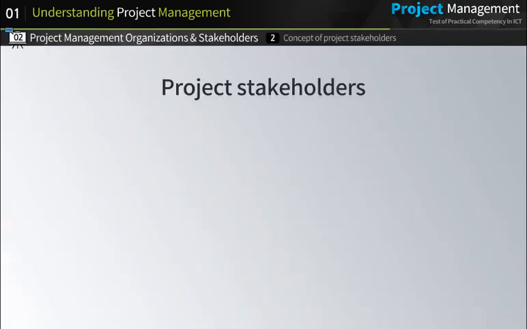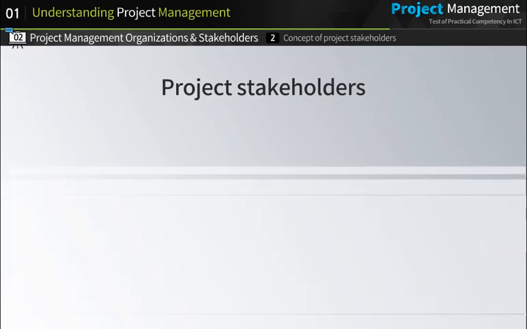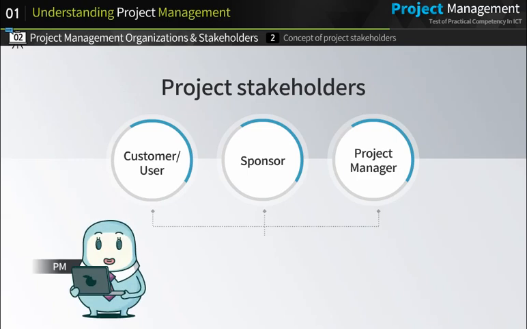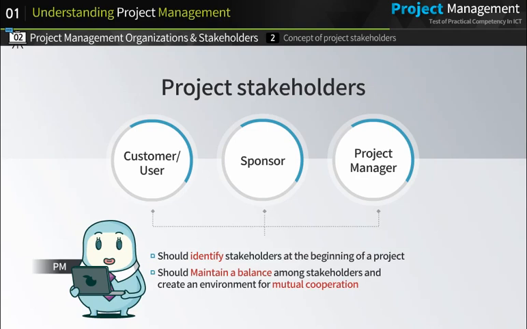Let's take a look at project stakeholders. A project stakeholder refers to a customer drawing up requirements for the project, a sponsor, or a project manager. Since each stakeholder has different interest in the project, a project manager should identify stakeholders at the beginning of the project. A project manager also should maintain a balance among those stakeholders and create an environment for their mutual cooperation.